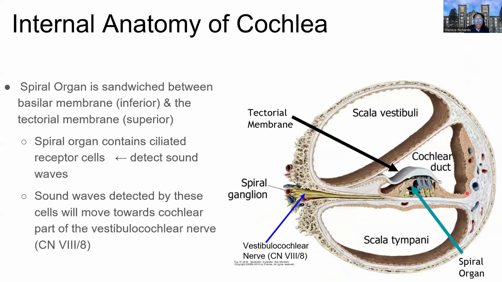This region is sometimes called a spiral organ, right? It's sandwiched in between the other two parts, the basilar membrane as well as the tectorial membrane. So here's a tectorial membrane. Here is the basilar membrane. And then this is where we have the spiral organ that is found within the cochlear duct. So that spiral organ has these hair cells, these ciliated receptor cells that will detect sound waves that are coming in and then transfer them as sensory impulses onto the cranial nerve. And that is how we perceive.